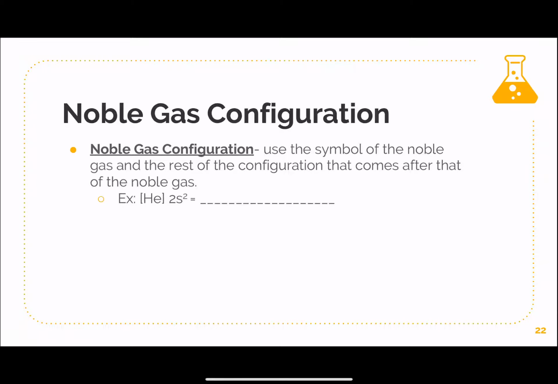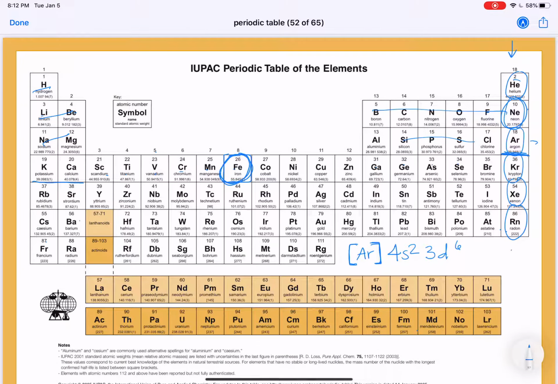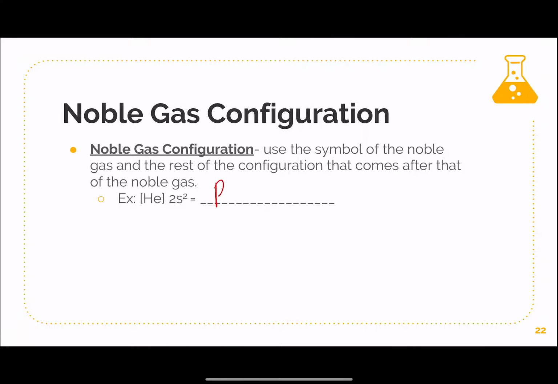Let's look at this one together. Use the symbol of the noble gas and the rest of the configuration that comes after that noble gas. So helium 2s2, I want you to tell me what that would be. You should say that would be beryllium, because here's helium, and then we're going to add in the 2s row, adding 2 more electrons from what helium had, and so that would be beryllium. If you want to fill that in there.